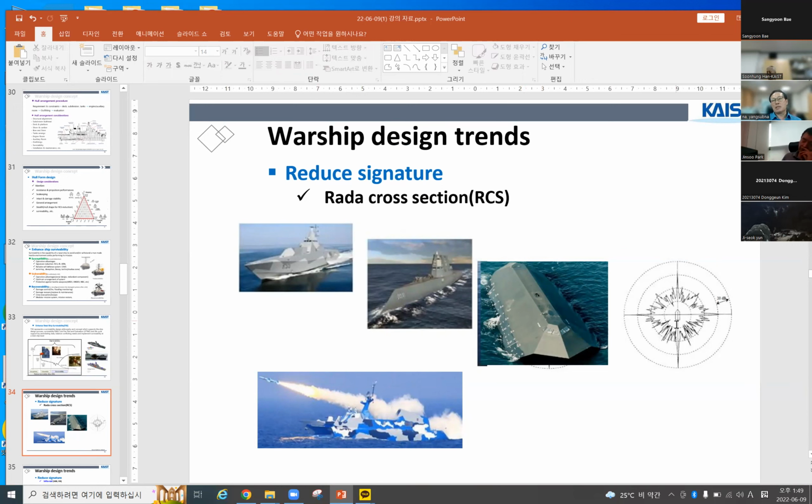Normally the radar cross sections are all like that, but in inclined conditions, their signature is very, very small. So this type of warship extremely decreases radar cross sections.